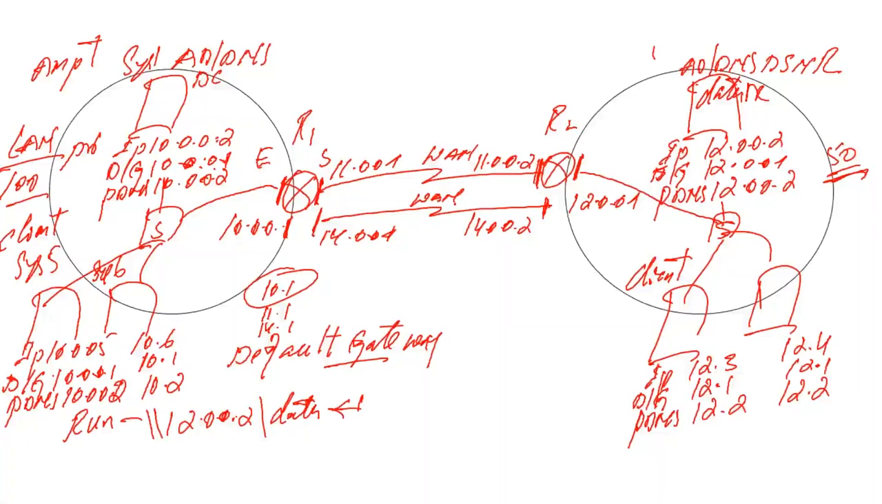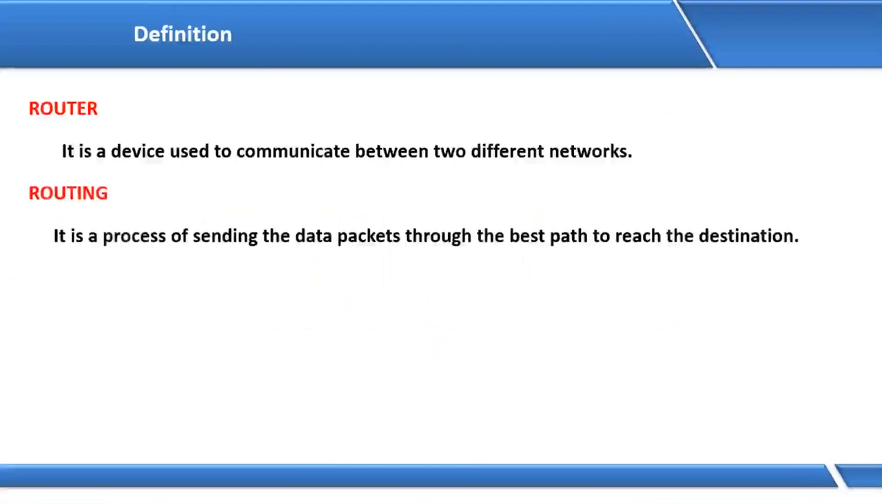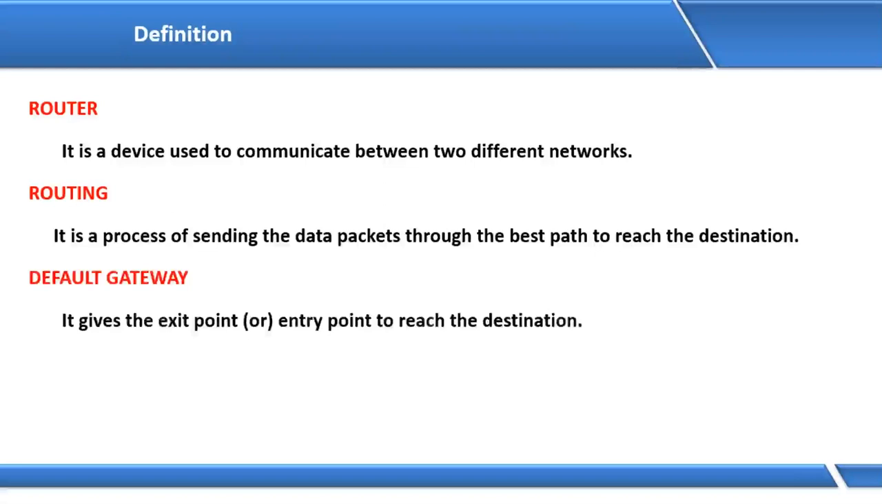So that's why the experts say, if you want to connect from one LAN to another LAN, we require three things. First, we require a router. Second, we require a routing protocol. Third, we require a default gateway address. So what is a router? It is a device used to communicate between two different networks, right? What is a routing protocol? It's a process of sending data packets through the best path to reach the destination. The default gateway gives the exit and entry point to reach the destination, right? So please copy this one.